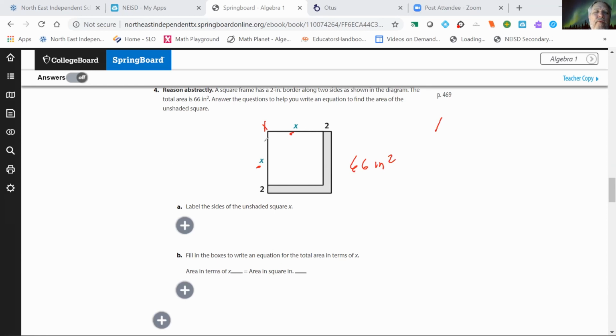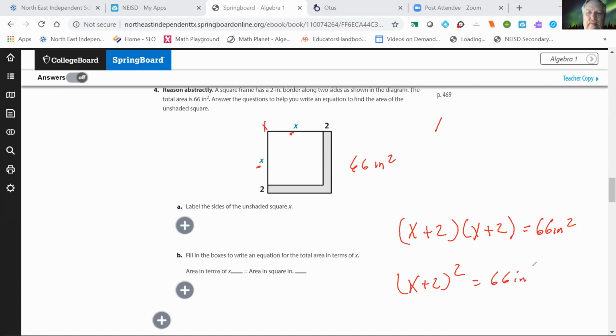All right. So B says fill in the boxes to write an equation for the total area in terms of x. In terms of x, the total area is going to be x plus 2 times x plus 2 equals 66 inches squared. That's the equation that we have here. Of course, we can rewrite this as x plus 2 squared equals 66.